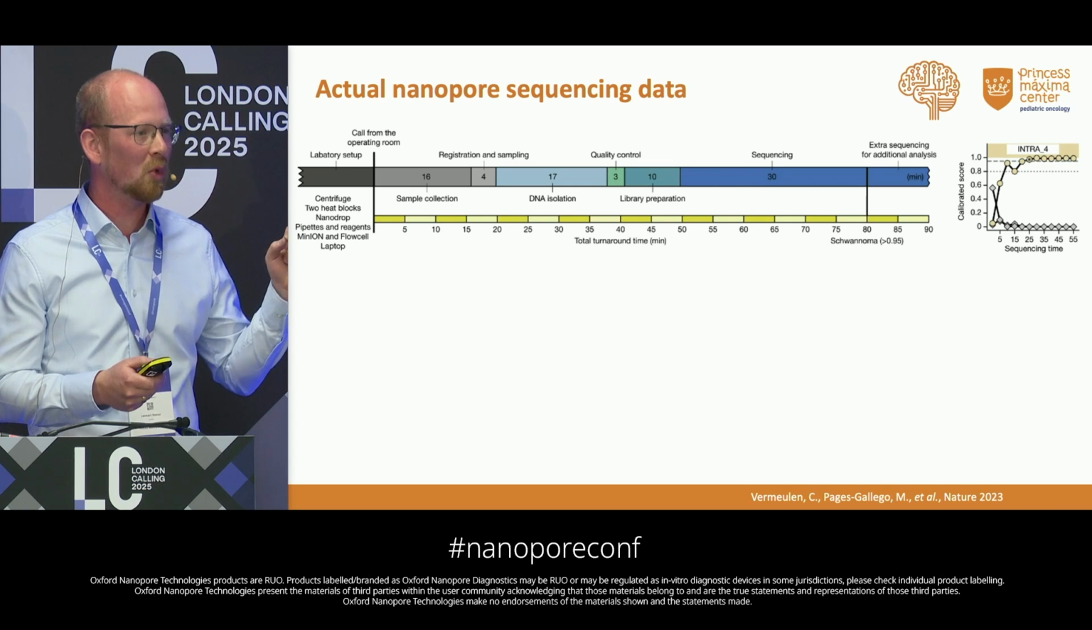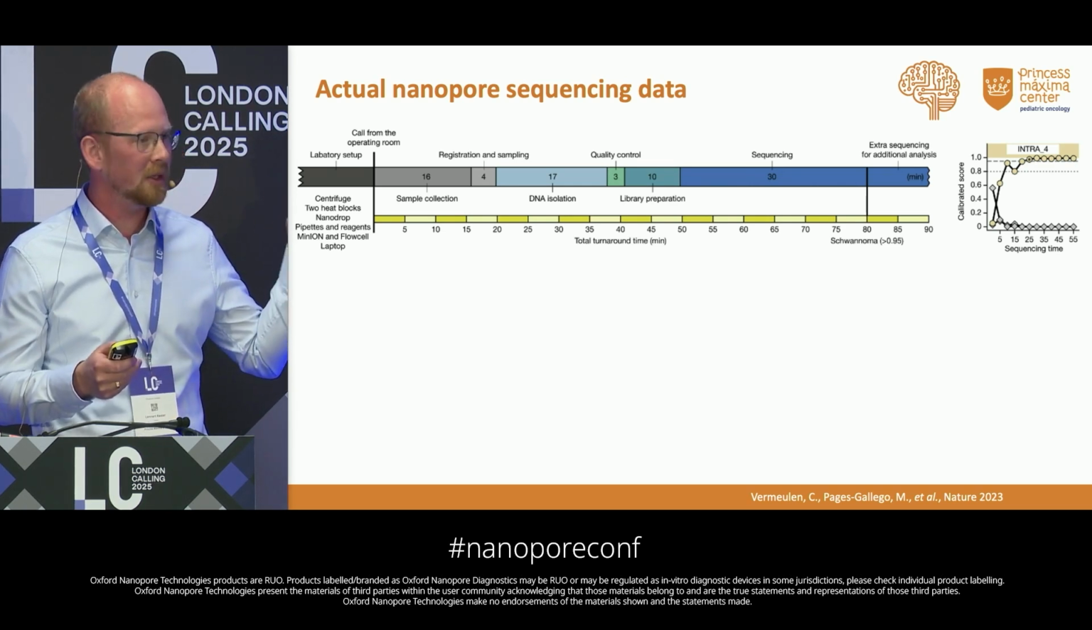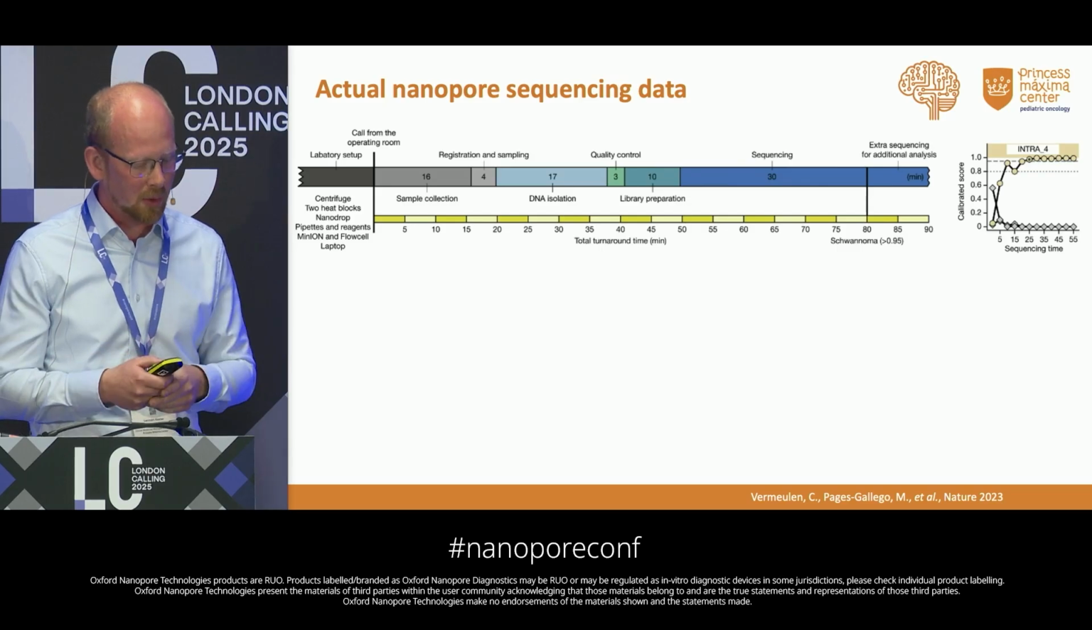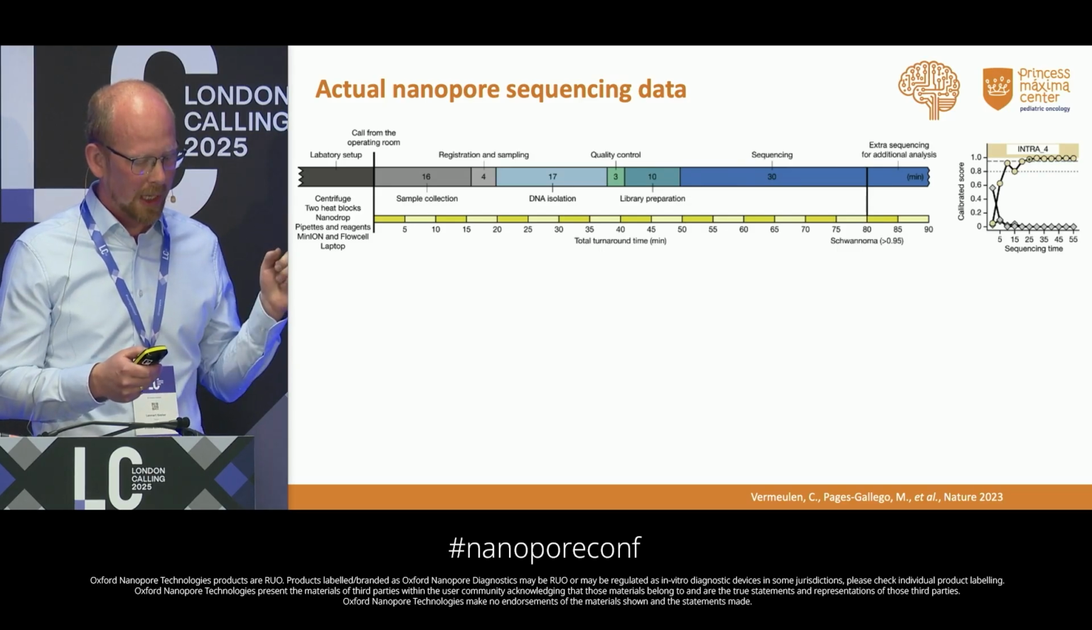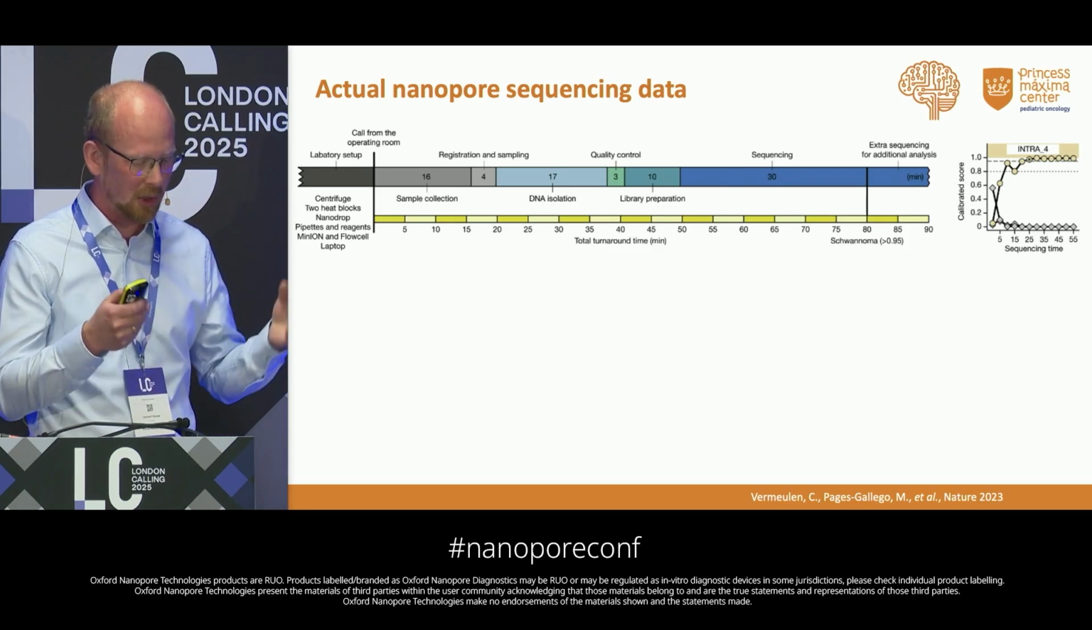So this is the example of the first run that we did intraoperatively. At the bottom, in the yellow line, you see the timeline in minutes. We got a call from the surgery room, and our technician walked to the surgery room and walked back with the tissue. That took about 16 minutes.